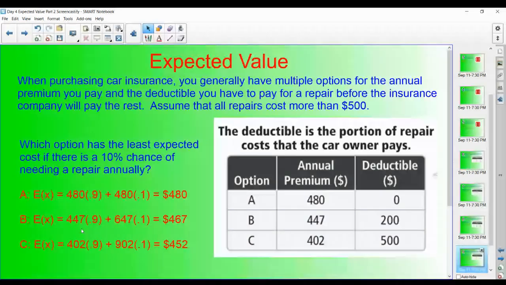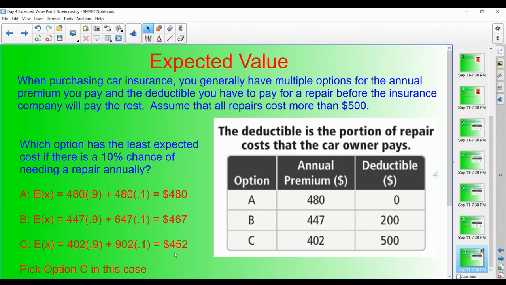Now, option C, 90% of the time you only pay your premium, and 10% of the time you pay your premium with your $500 deductible. In this case, this one only averages out to an expected value of $452 a year. So if there's a 10% chance of needing repair annually, option C is the cheapest.